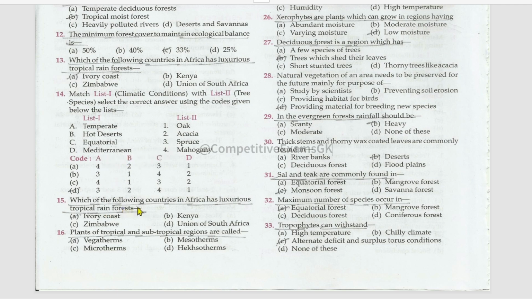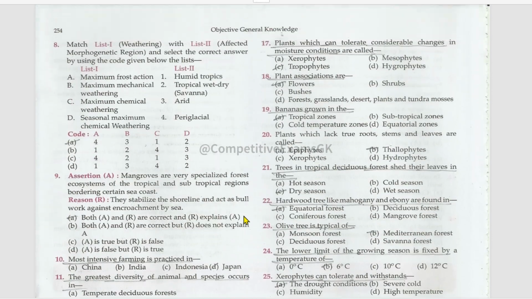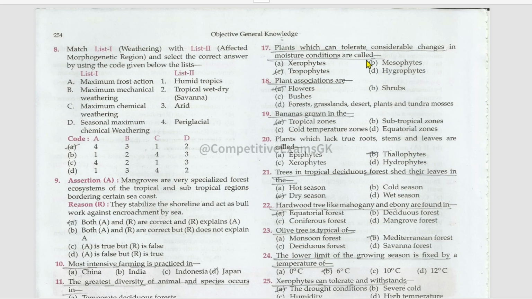Which of the following countries in Africa has luxurious tropical rainforests? Ivory Coast. Plants of tropical and subtropical regions are called megatherms. Plants which can tolerate considerable changes in moisture conditions are called tropophytes. Plant associations are flowers. Bananas grown in the tropical zones.